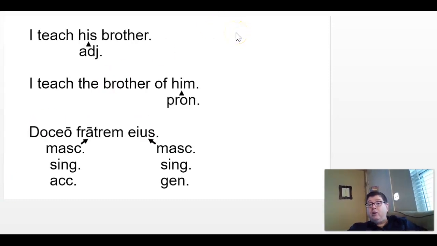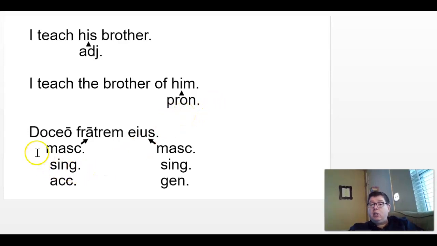Now let's say you have to go from English to Latin, which I don't plan on doing very much with you guys, but it's a good exercise if you really want to know that you've really mastered the idea. So let's say you have the sentence, I teach his brother. Now again, maybe you look to that chart and you think, oh no, this is a problem. We don't have an adjective in Latin that means his. So we're kind of stepping back. We're doing the process in reverse now, and we can say, well, I can say I teach the brother of him using a pronoun.